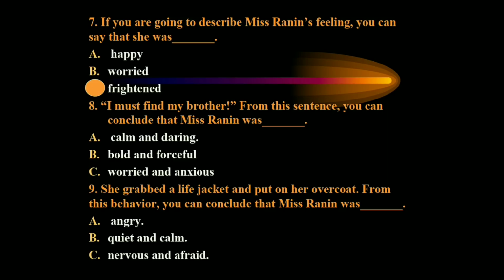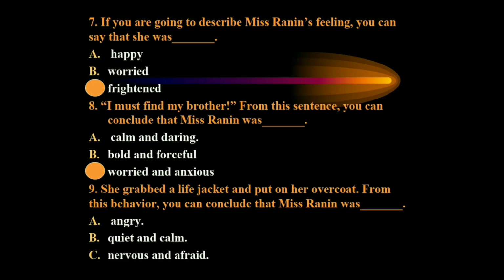For number 8, "I must find my brother." From this sentence, you can conclude that Miss Renine was A, calm and daring, B, bold and forceful, or C, worried and anxious. So what's your answer? Okay, the correct answer is letter C. She was worried and anxious.